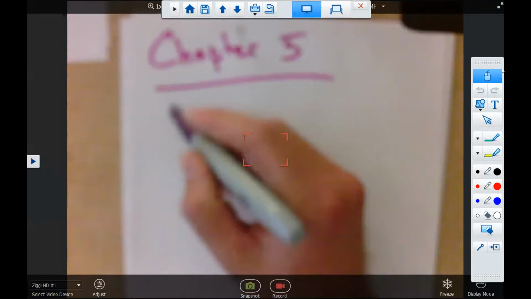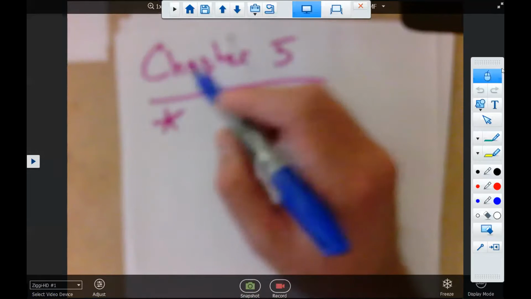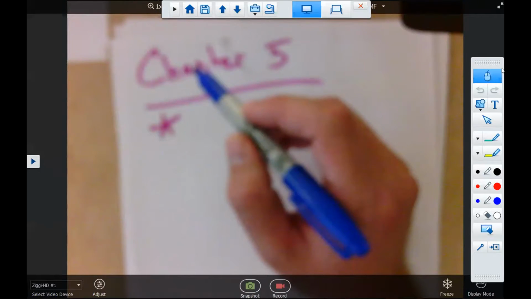So chapter 5. What was chapter 5 about? What are the 2 causes of market failures? And how could a market be affected by 2 market failures simultaneously? So let's try Drew. No idea. No idea about the market failures? Okay.